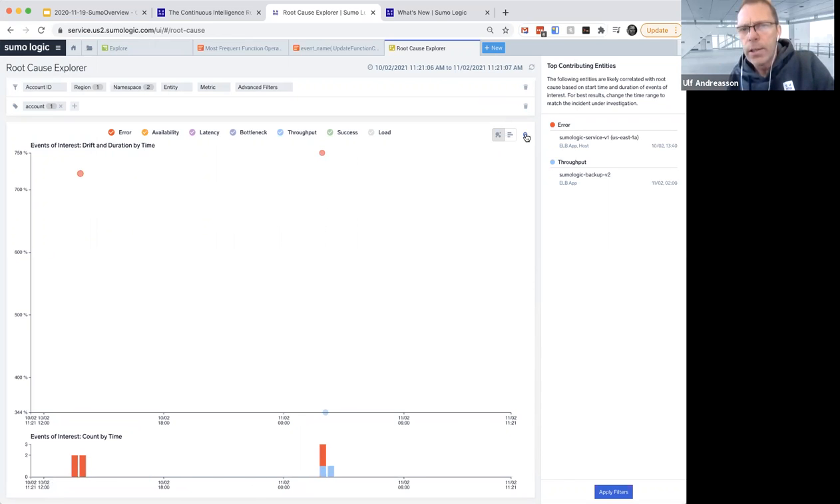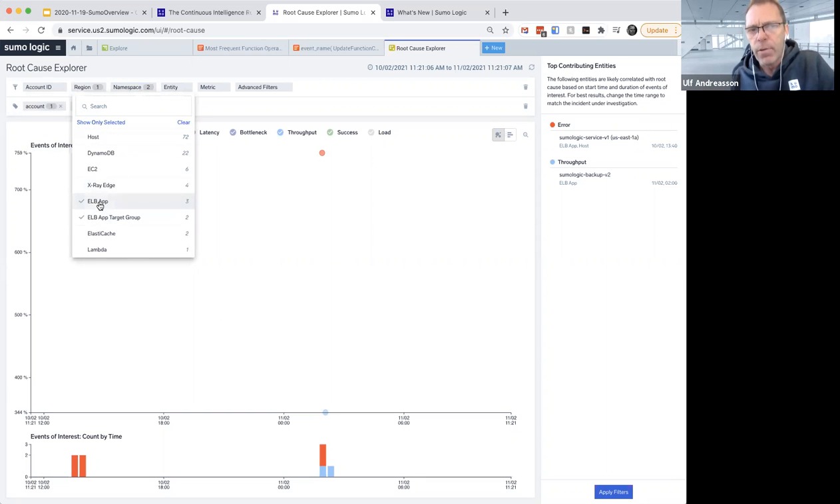I can drill into this, I can look at this, and I can also be very specific about what I'm looking at. So in this case, I am filtering this on the prod account. I am filtering this because this comes with the context of where I started looking at this. I am looking at the different regions and the namespaces here, which are effectively ELB apps and ELB target groups.